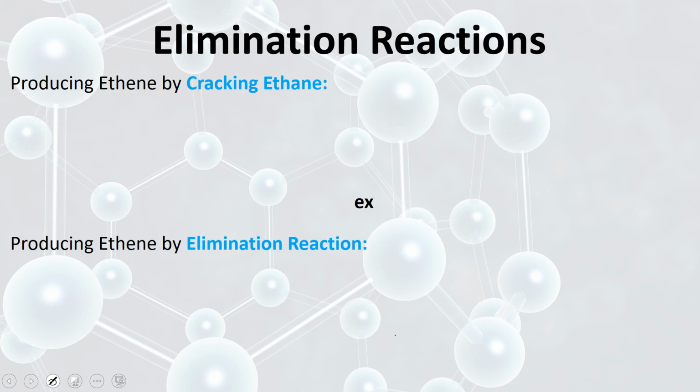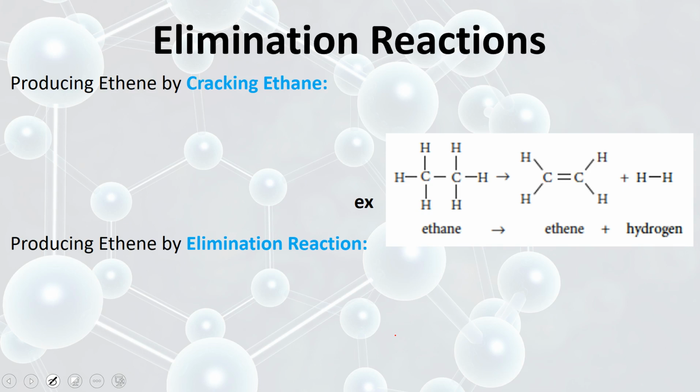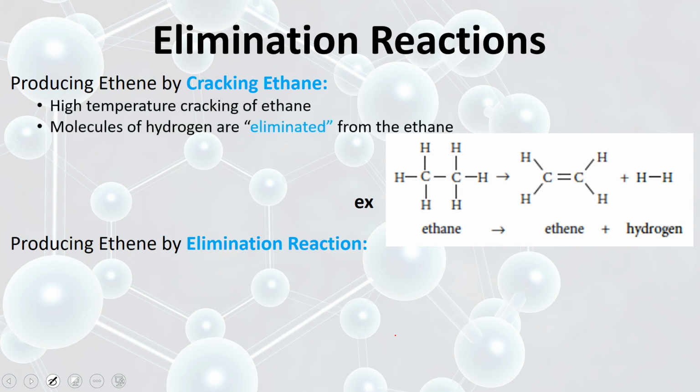10 minutes, okay. So the last thing we're going to look at here today is another type of reaction, which is the elimination reaction. We're going to look at two ways we can produce ethene. The first one is the cracking of ethane. Usually cracking has to occur under high temperature and pressure. And essentially what's happening is I eliminate a set of hydrogen atoms from the alkane.